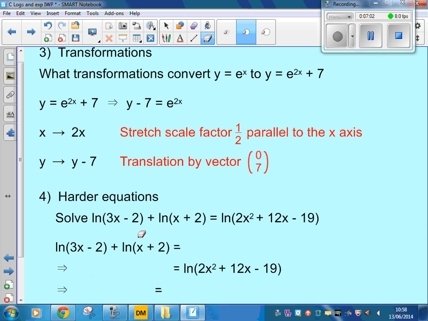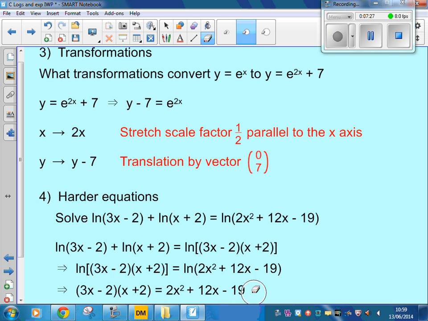But fortunately, we can combine these two using the rules of logs. So ln of 3x minus 2 add ln of x plus 2 is ln of their product, because when you add two logs, you multiply. And then that means that ln of 3x minus 2 times x plus 2 equals the ln of 2x squared plus 12x minus 19. And as soon as you've got ln of something equals ln of something else, get rid of the logs.